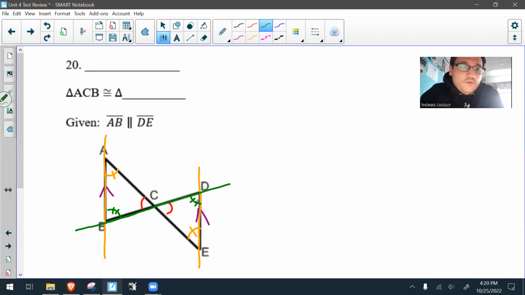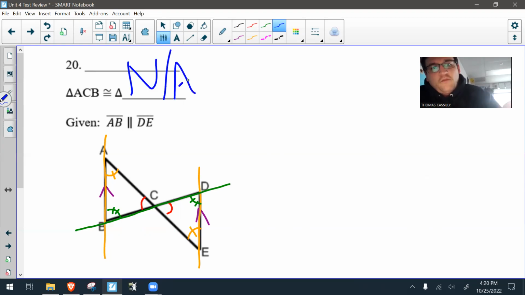That's all we know. All we knew were those lines are parallel. We don't know anything about midpoints. We don't know anything about AB and DE being congruent. All we know is that they are parallel. So this one is just angle, which is no good. So this one is also a none. Big old fat none. So we cannot do that.